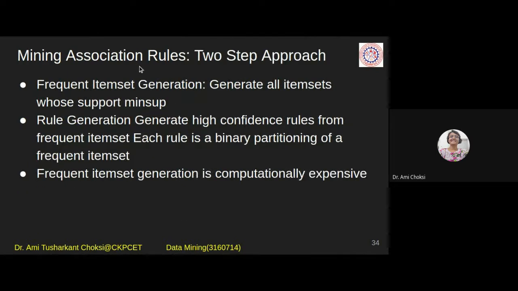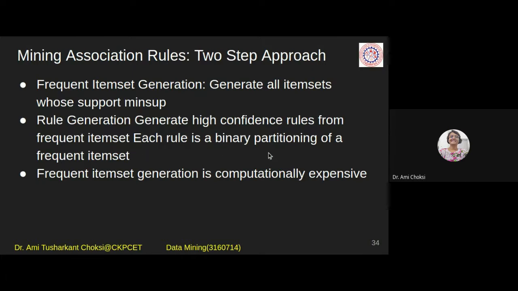Now mining association rules is a two-step approach. First, frequent item set generation, that means generate all item sets whose support is greater than or equal to the minimum support, right? That is, it should have at least this. Second, rule generation, that means generate high confidence rules from frequent item sets. Each rule is a binary partitioning of a frequent item set.